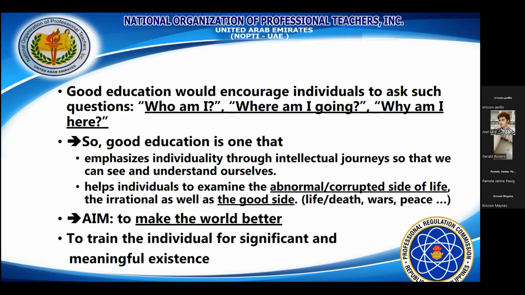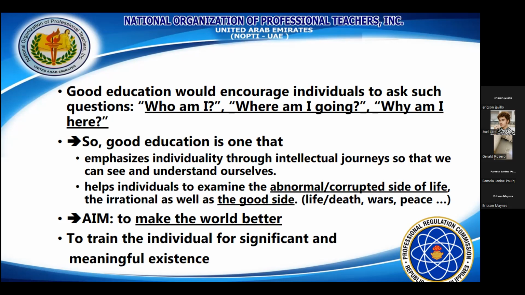So parang yung mga failures mo sa buhay, hindi mo makikita ang totoong essence ng buhay kung hindi mo mararanasan yung mga failures. Diba? Kung hindi mo masosolve yung mga, ma-overcome yung mga fears, failures sa buhay through your intellectual journeys. So it helps individual to examine the abnormal, corrupted side of life, the irrational as well as the good side of life, like life, death, wars, peace.